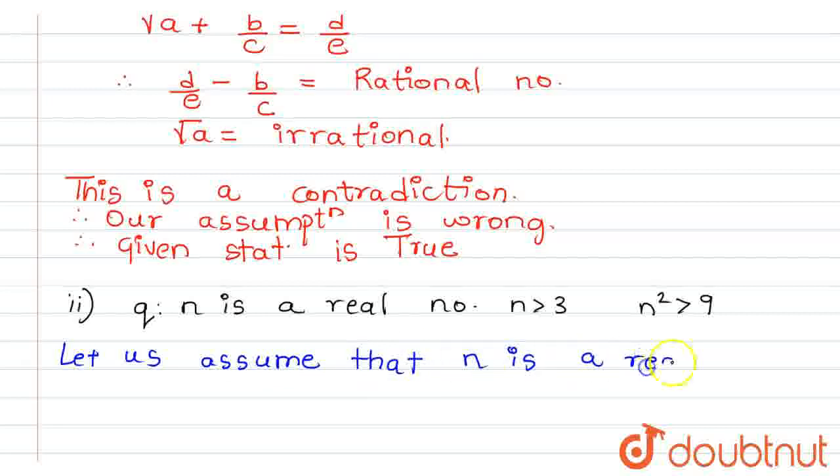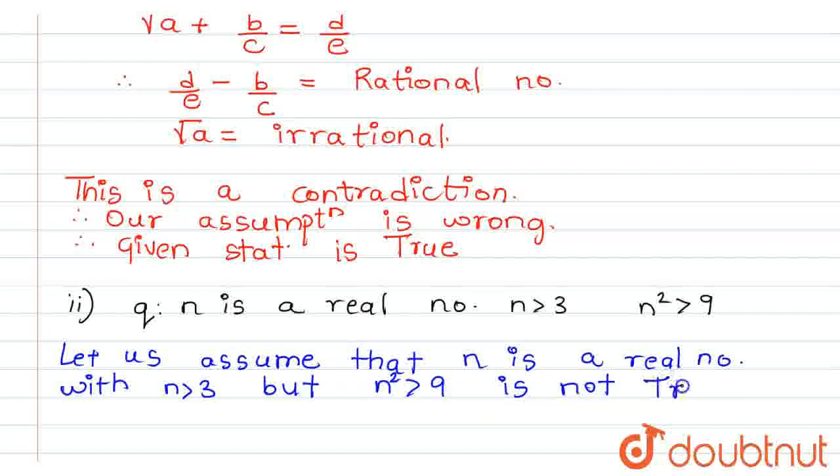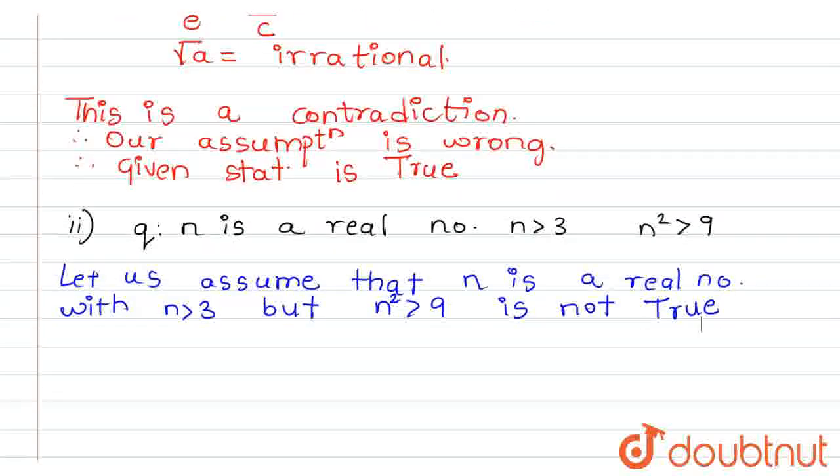n is a real number with n greater than 3, but n square greater than 9 is not true. That means it is false. Okay, so if we assume that the given statement is false, then what will happen? If this is not true, that means n square is less than 9. The given statement says n square is greater than 9, but if we are assuming that it is not true, then the statement will become n square less than 9, of course.